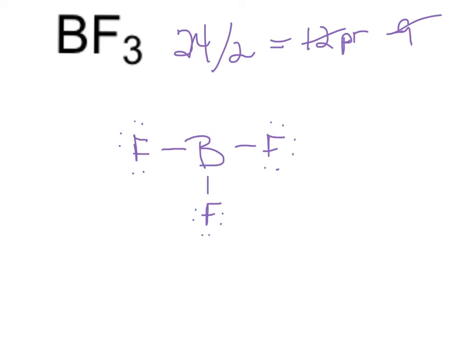Now when I'm checking for octets, I can see that each of these fluorines does have an octet, but this boron only has 3 bonds attached to it. And it's important to remember that boron is an exception and that it forms 3 covalent bonds, as it does in this structure. And so for boron trifluoride, this structure is complete.